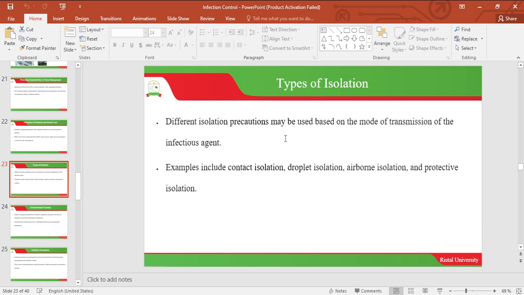Let's look at the different types of isolation. Different isolation precautions may be utilized based on the mode of transmission of the infectious agent. For example, we have contact isolation. In the COVID-19 pandemic, the contacts who were found to be having COVID, some of them were isolated. Droplet isolation, airborne isolation, and protective isolation.